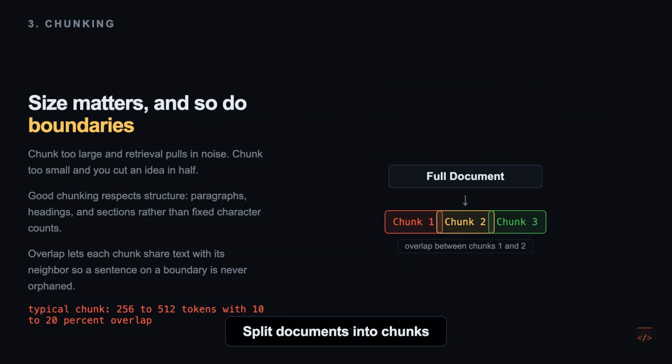Chunk too large and retrieval pulls in noise around the answer. Chunk too small and you cut the idea in half, losing the context that made it make sense. Good chunking respects structure, splitting on paragraphs, headings, or sections rather than every fixed number of characters. A common trick is overlap, letting each chunk share a little text with the next one, so a sentence on a boundary is never orphaned. Chunking is unglamorous, but it quietly decides how good your whole system feels.